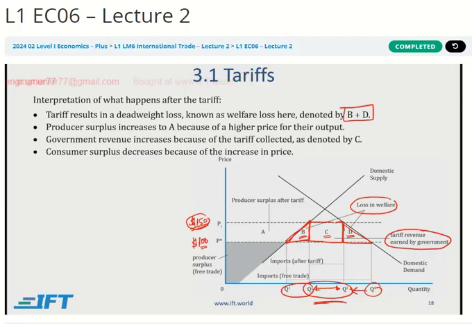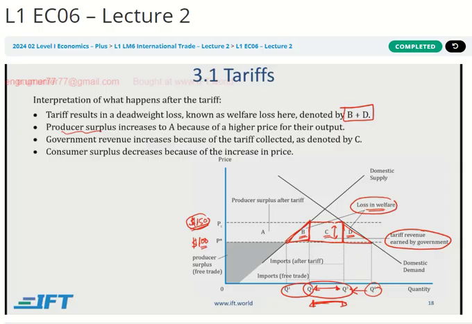And this quantity which is being imported between Q2 and Q3 is going to be giving the government this additional 150 minus 100, which is 50 per unit. And that is not going to be considered as a loss in welfare because that money is going to the government. Now, what is producer surplus?